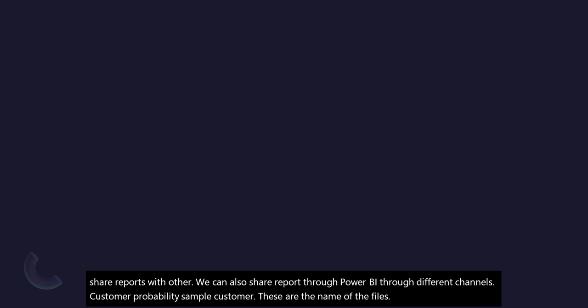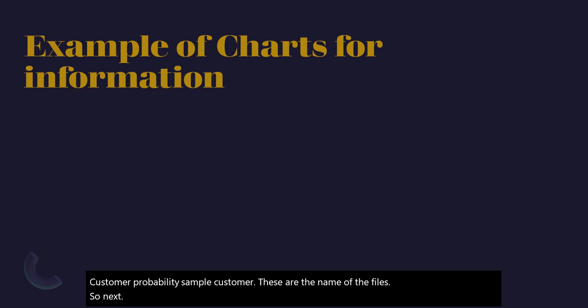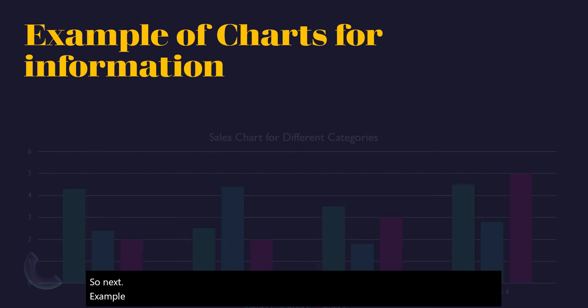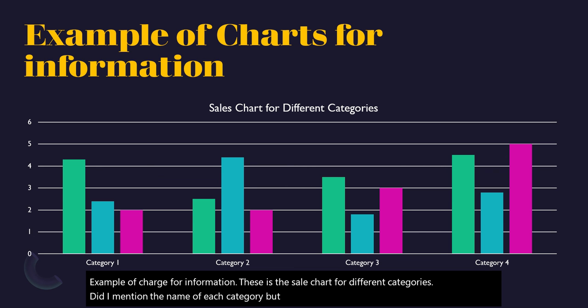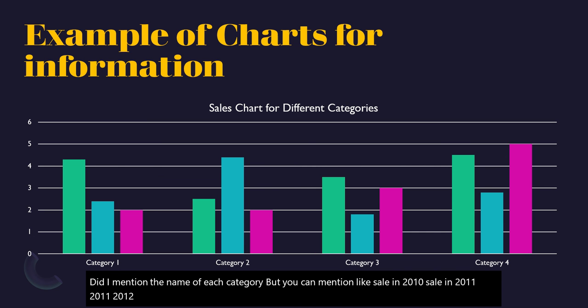So next, an example of a chart for information. This is the sales chart for different categories. I did not mention the name of each category, but you can mention things like sales in 2010, sales in 2011, 2012, and so on. So whatever you want to mention, you can write over here.